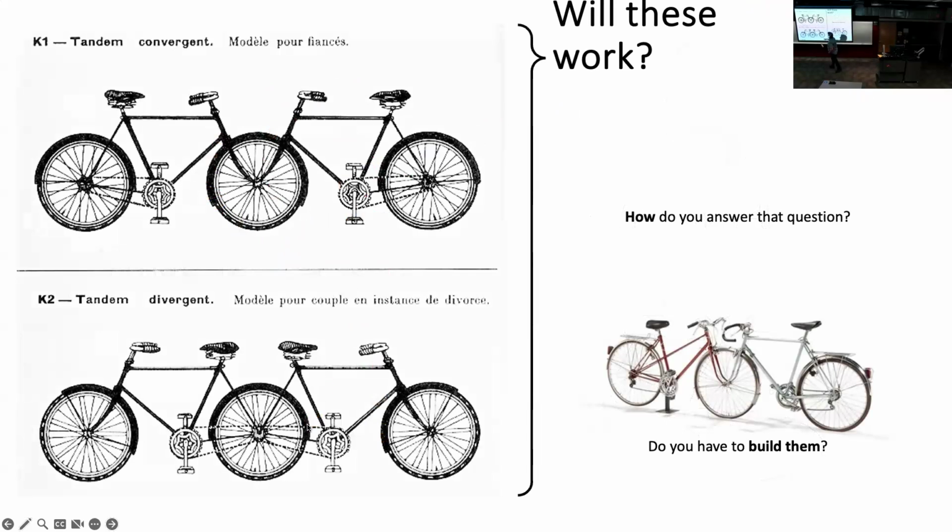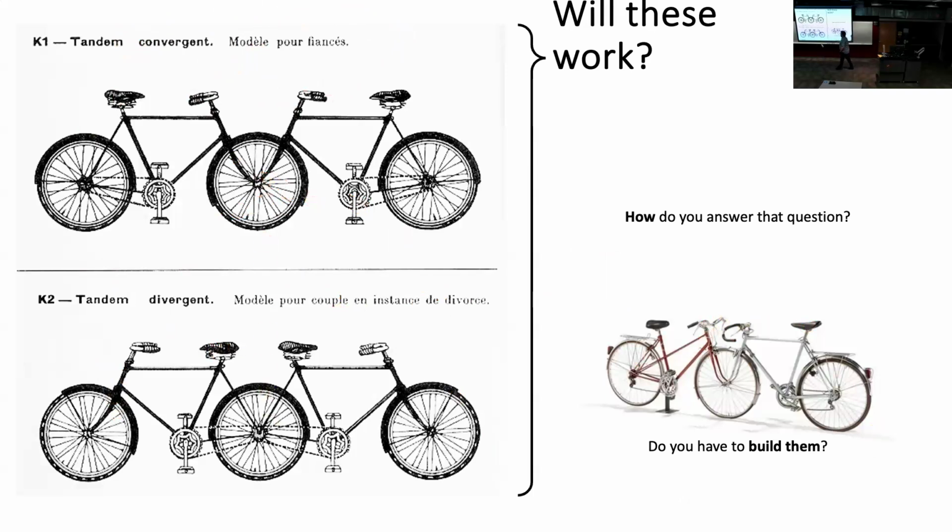They help us, like when we look at this, a famous piece of art I think you can still find in the Louvre, but this up here says tandem convergent. This is the model for fiancés. Tandem divergent. This is the model for a couple just before a divorce. And so I think, I don't need to build the bike to know whether these bikes are going to work.